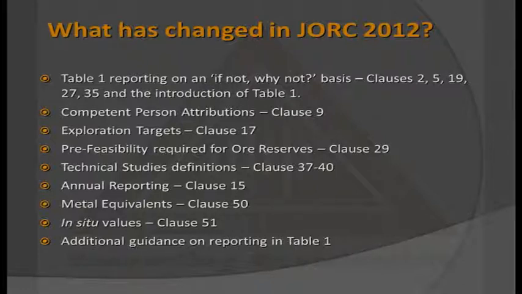Competent person attributions in clause 9. There's been some changes there. The appendix includes a competent person's consent form. The competent person's consent is required for an exploration target now. So there's a number of changes in that area.